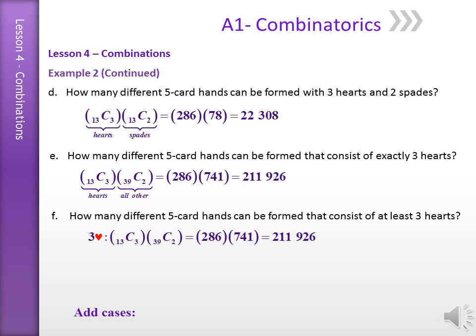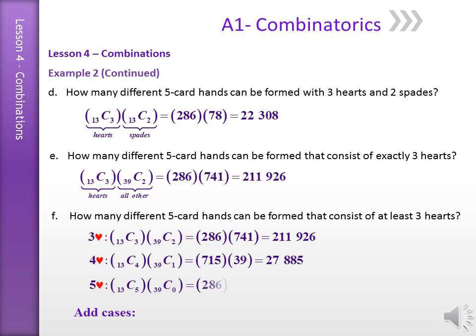For 4 hearts, we would have 13 choose 4 times 39 choose 1. This gives us a total of 27,885 hands. The last case of 5 hearts would be 13 choose 5 times 39 choose 0, which gives us 1,287. Since it is 3 or 4 or 5 hearts, we add the cases, and we get a total of 241,098.